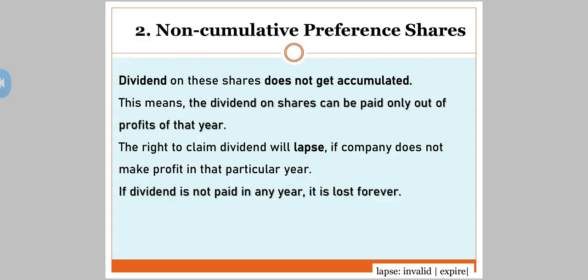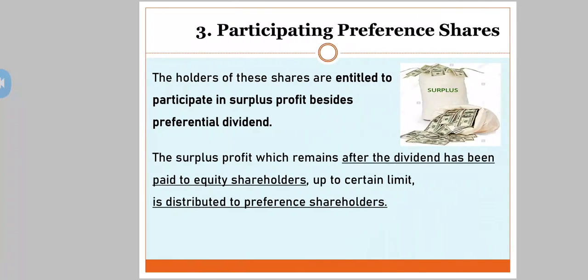The right to claim dividend will lapse if the company does not make profit in that particular year. Lapse means invalid or it will expire. If dividend is not paid in any year, it is lost forever. This is very important. If dividend is not paid in any year, it is lost forever. That means it's not going to be collected for the next year.